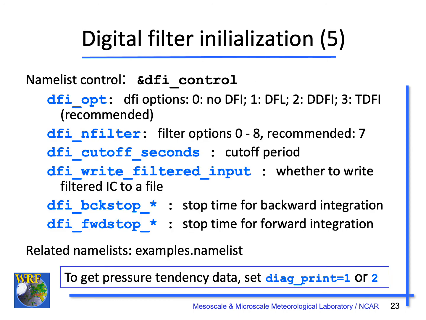Some options to control DFI are listed on this slide. A typical DFI window is about 30 minutes to 1 or 2 hours, with the 30-minute window applied to models with a few kilometer grid sizes, and a 1 or 2 hour window for models of coarser resolution. More information can be found in the WRF Tech Note, which is available online.